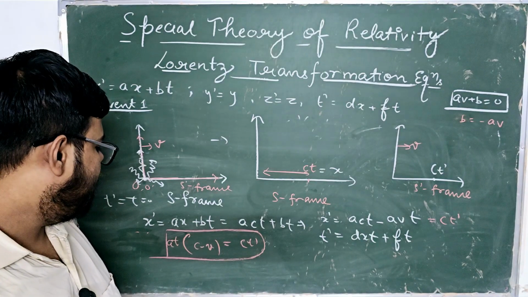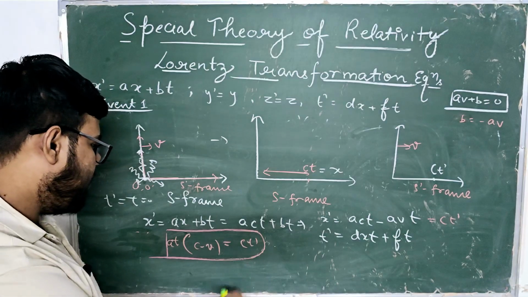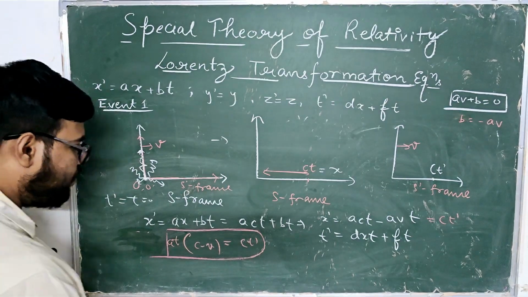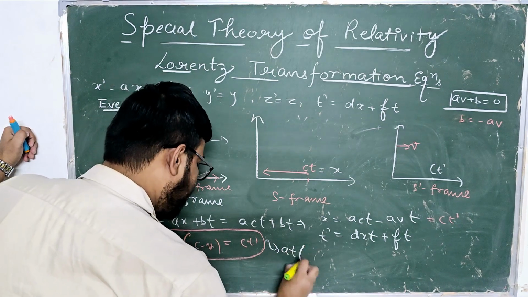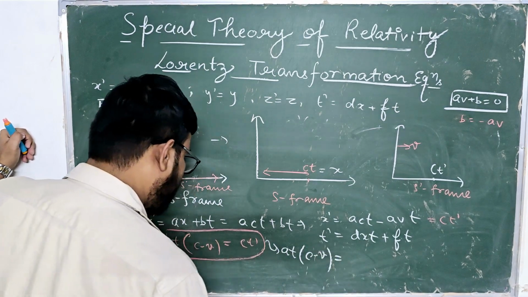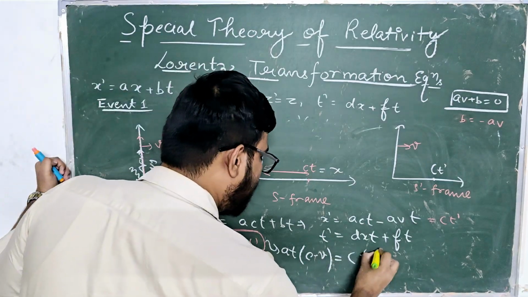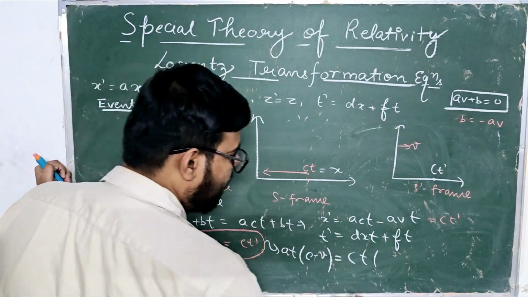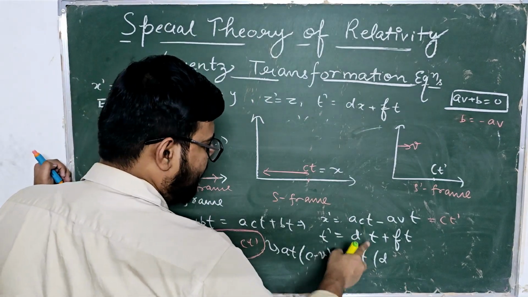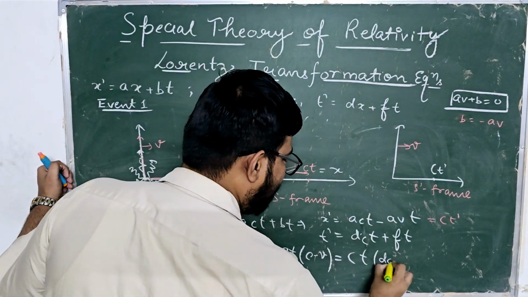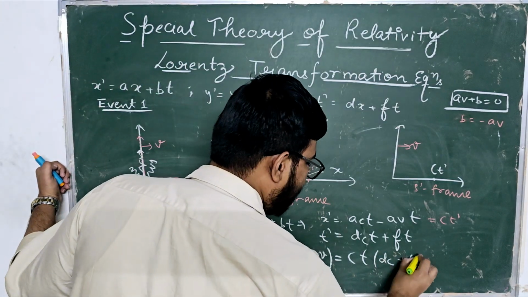Well, we can substitute T prime over here and we can solve it. Once you substitute it over here, let's see what we get. AT times C minus V is equal to C, and we can take T as common. CT can be taken as common. Why I have written X over here? It will be C, sorry. DC plus F, right? DC plus F.